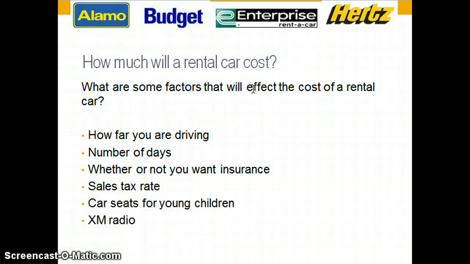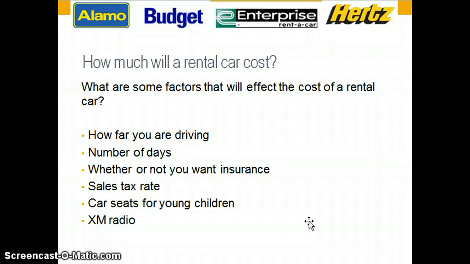Some of the factors that are going to go into the cost of a rental car, and I talked about some of these on the opening slide: how far you're driving, how long you're going to have the car, whether or not you want insurance, sales tax, and then these other two bullet points. These are just some items that I have found in looking for rental cars. If you want to have car seats available in your car, like if you have young children traveling with you, that'll be an extra charge. If you want XM radio or something special, or maybe a DVD player, that would probably cost extra as well. Along with the type of car that you're renting, that would affect it as well, whether you're renting a sedan or an SUV.